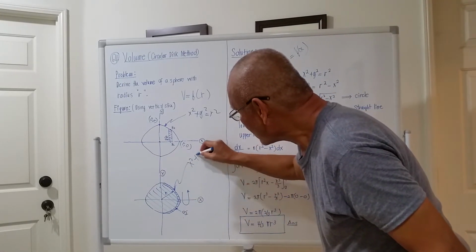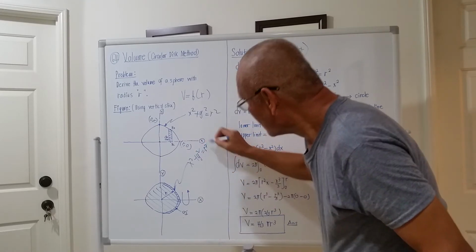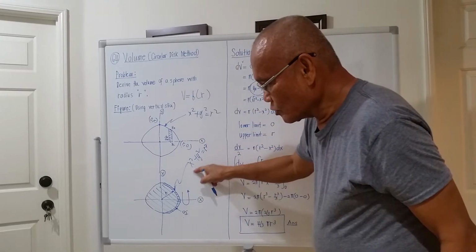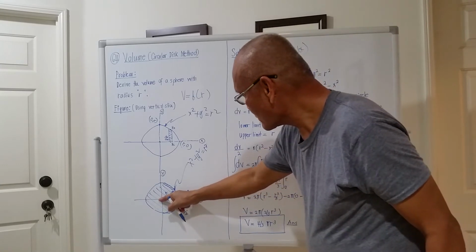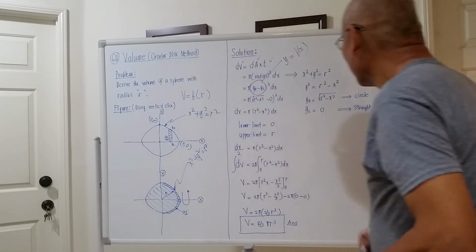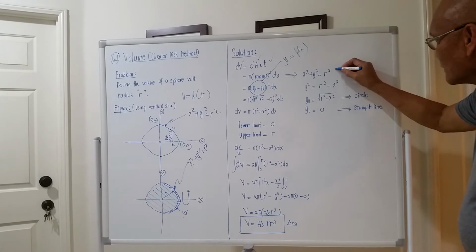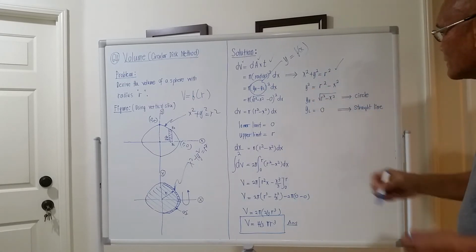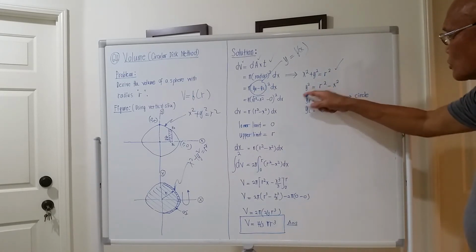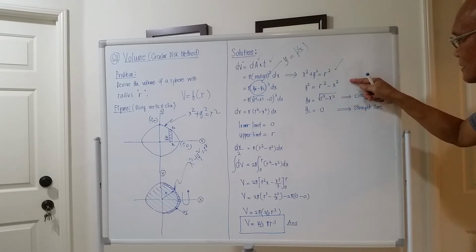X square plus y square is equal to r square. It is the equation of a circle with center at 0, 0 and the radius is r. Okay, so I will bring out that one. I will solve for y square. Y square will be r square minus x square.